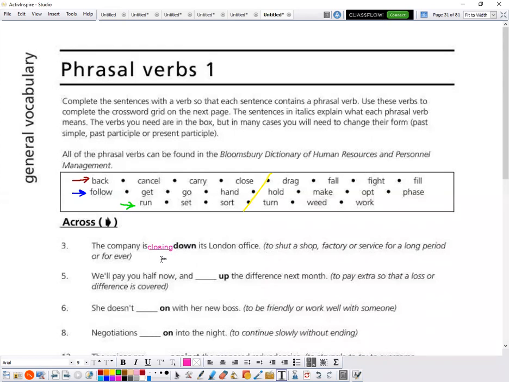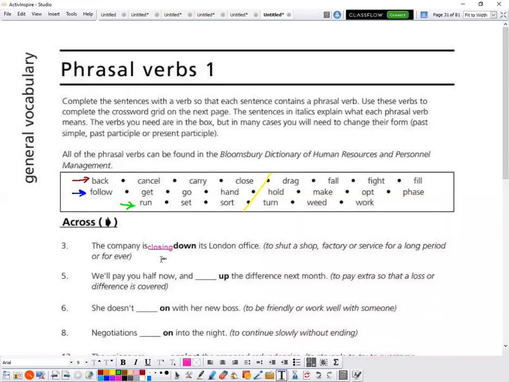تمام. طبعا انا مصغر الحجم في الكتابه عشان يسع المساحه بس مش اكتر. طيب next one number 5. We'll pay you half now and make up the difference next month. The meaning is to pay extra so that a loss or difference is covered. That means what? And the answer is in the blue line, the second half.